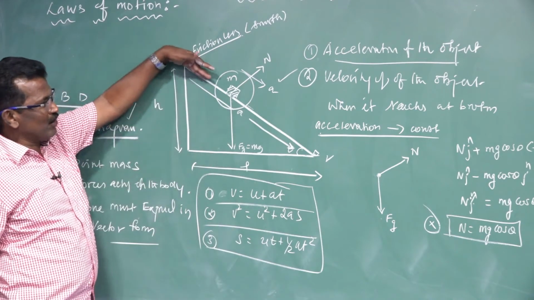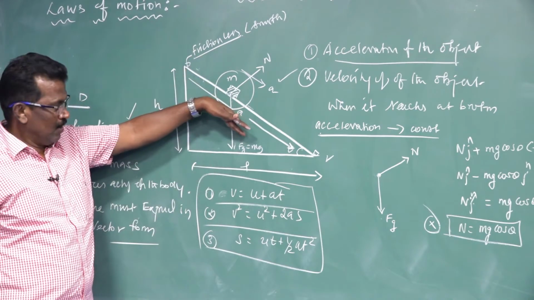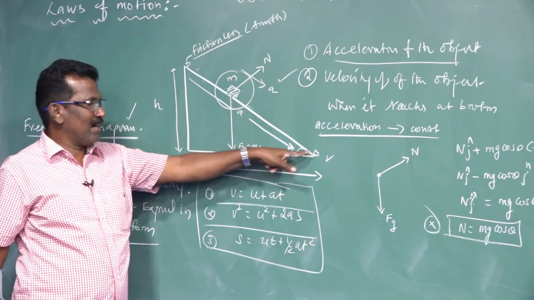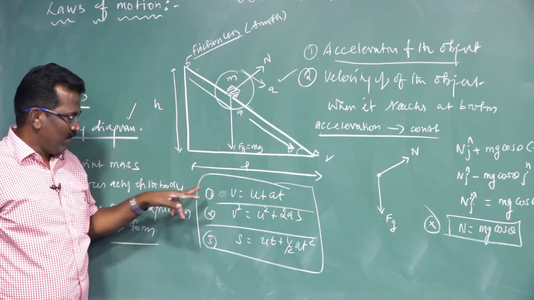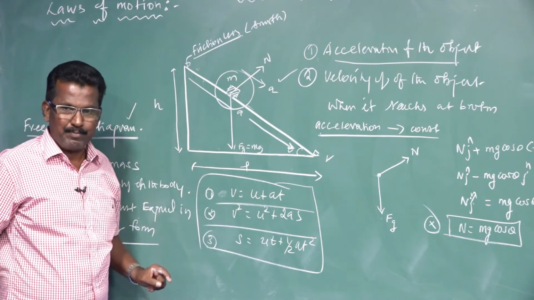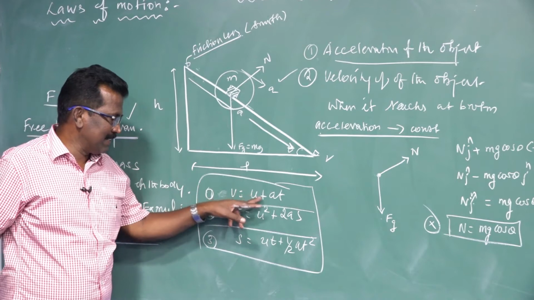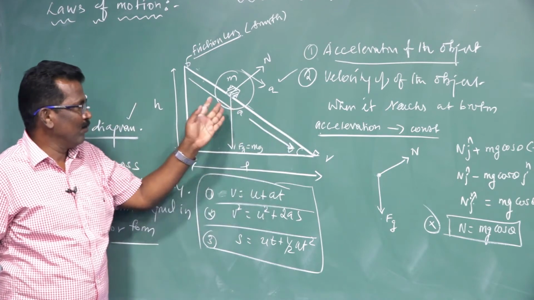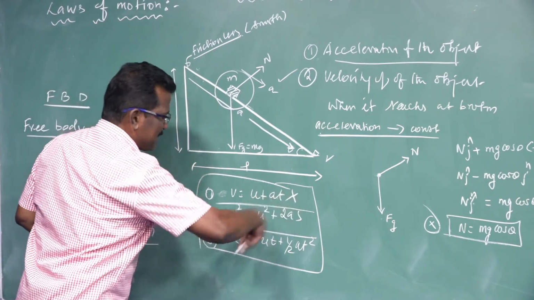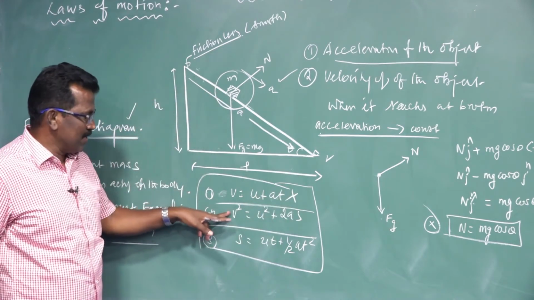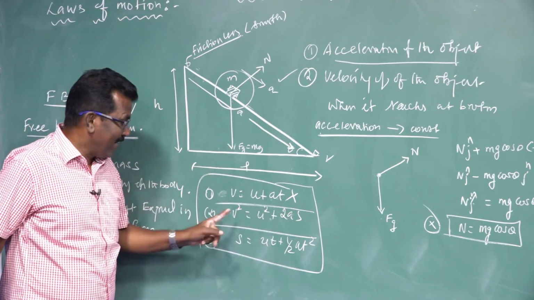Your body is continuously sliding down, so we have to calculate the velocity when it reaches the bottom. Among these three formulas, which one is suitable? The first one is v equals u plus at, with initial velocity, final velocity, acceleration and time. But we are not considering the time factor, so it is not suitable. Okay, v squared is equal to u squared plus 2as. What is v?